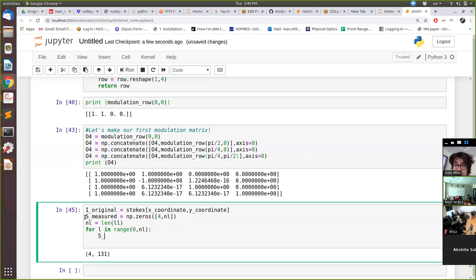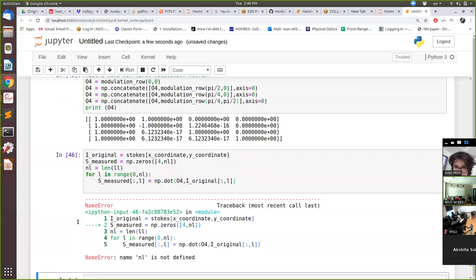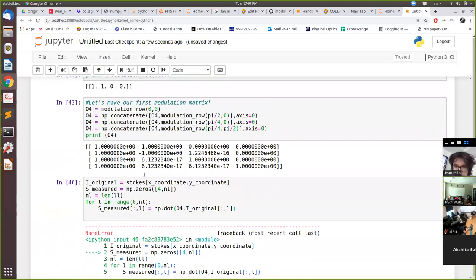And then my S measured is going to be what? It's going to be the dot product between the modulation matrix and the original intensity at that wavelength, right? So I also now specify the wavelength here. And this should now work. Of course it doesn't. You have to put an L ahead of the S.